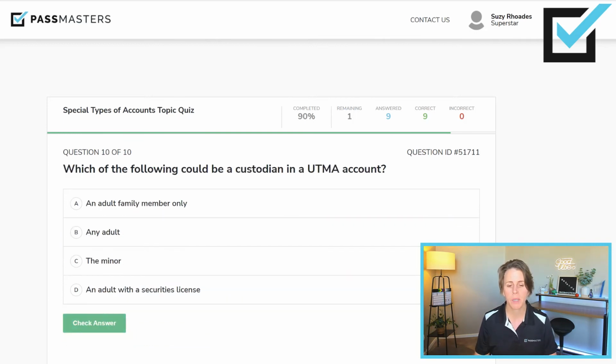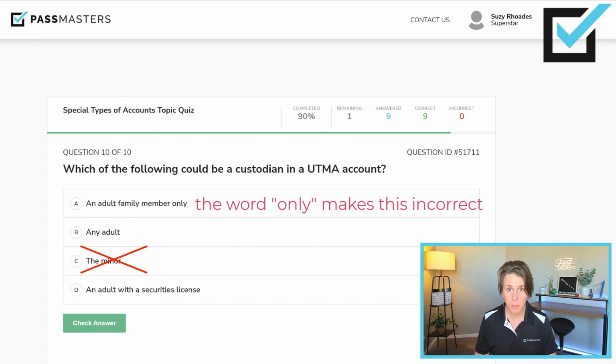Which of the following could be a custodian in a UTMA account? An adult family member only, any adult, the minor, or an adult with a securities license? Well, definitely not the minor, so we can get rid of that choice. This question is a good example of the test where you could argue for more than one right answer. However, it is your job to pick the most correct answer.